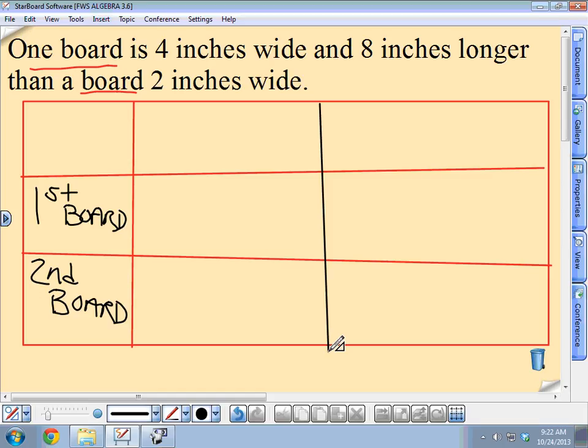And what sorts of... how are we comparing these 2 boards? What are we looking at? Look at the word problem, and what are we comparing here? We're comparing 2 boards, but what are we comparing? They're what? The length and the width. Their lengths and their widths. Good.